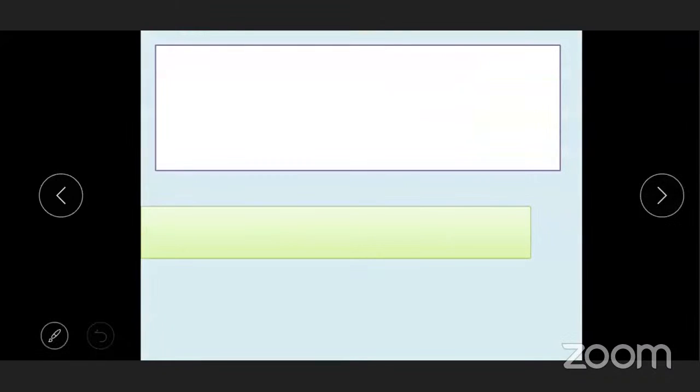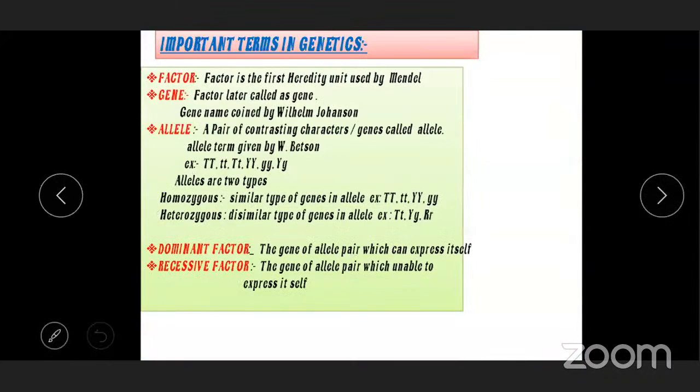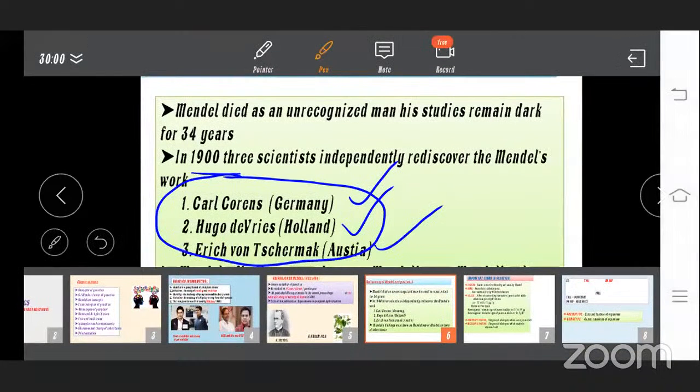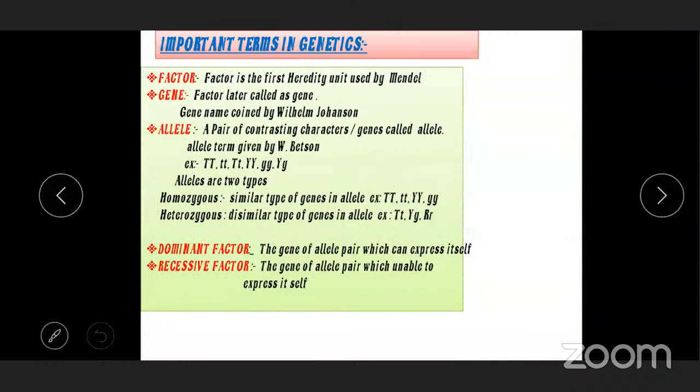Okay, now important terms. Now we have to learn some important terms, especially in genetics. Before entering the genetics topic, there are some exclusive terms in genetics which are often visible in the genetics topic only.